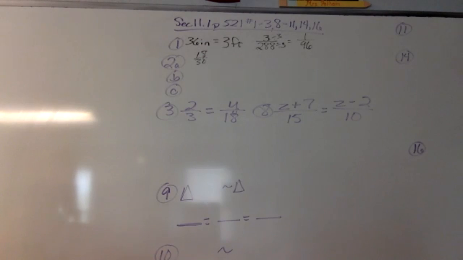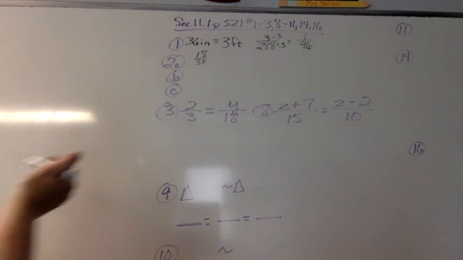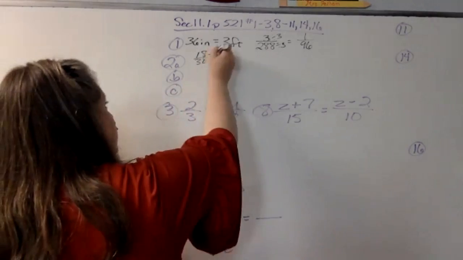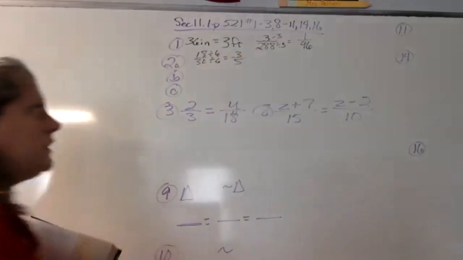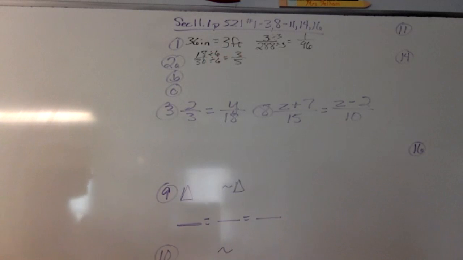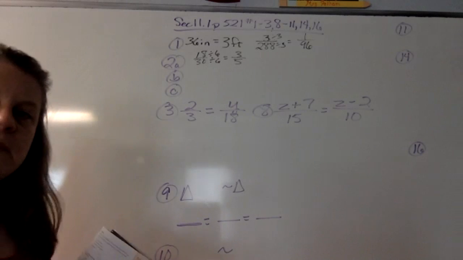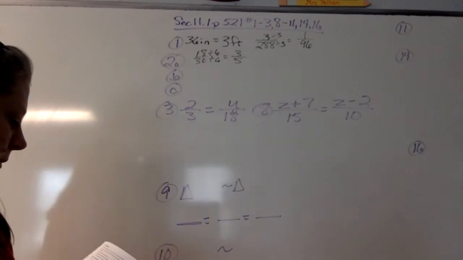What goes into both of those? 4. No, bigger. 6. Okay. So then you just divide them both by 6. And I get 3/5. So the ratio of students in band to the total students in the class is 3 to 5. Okay, that's all you do.